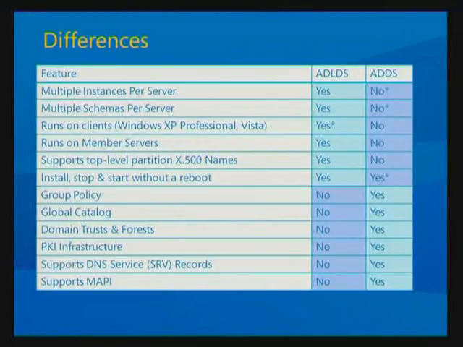So in that situation, AD LDS allows me to aggregate all the information from all the domains into a single store, and it therefore makes a really good directory service to back-end, for example, those Java enterprise platforms. It doesn't include a PKI service. It has no dependency on DNS services, so it doesn't register DNS records, and it doesn't support the MAPI head, so we can't use AD LDS as the directory for Exchange.